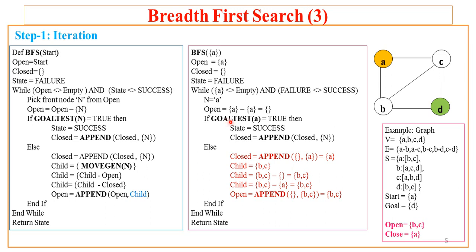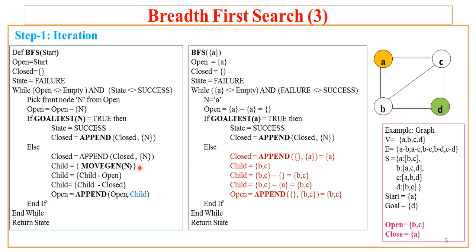Now it checks whether A is the goal node or not. As you know, A is not the goal node, so the goal test function will return false, and as this test condition fails, it gets into the else part and will execute these 5 steps. So first it will append to the close the first node which it has picked from the front of the open. Now what is the status of the close? It takes the current value of the close, which is empty, and whatever we have picked, A, is appended to the end of the close. Now close has only one node, that is A.